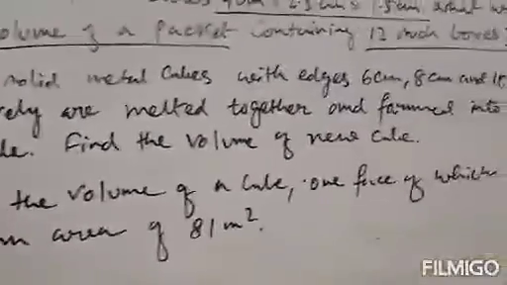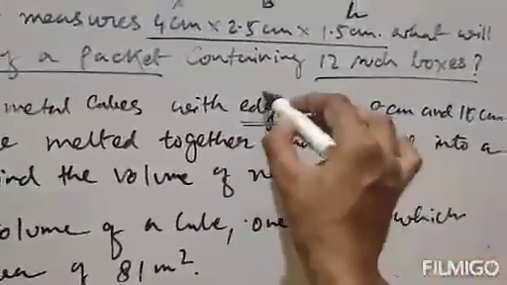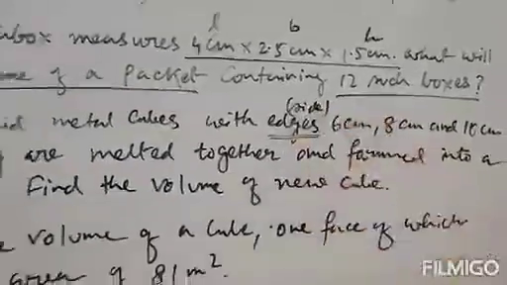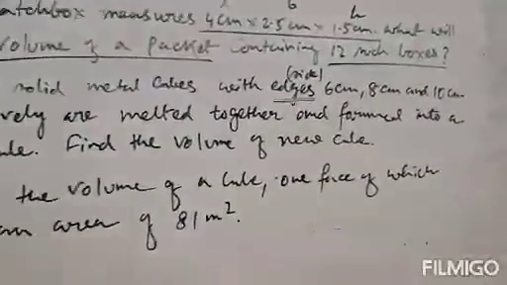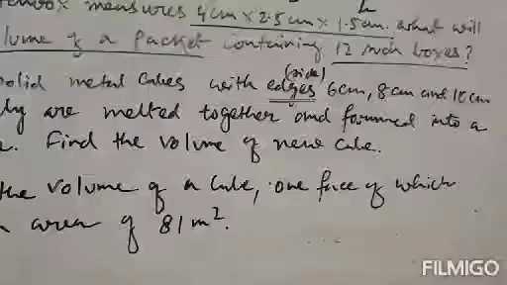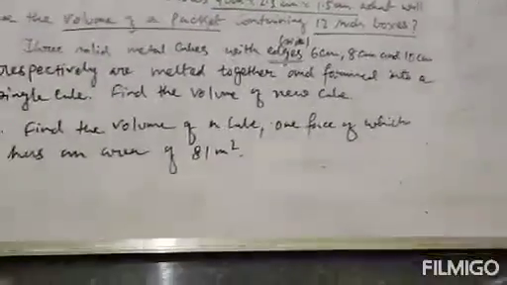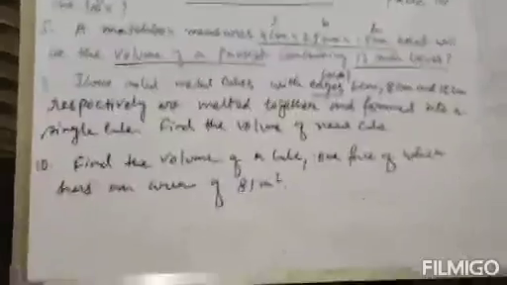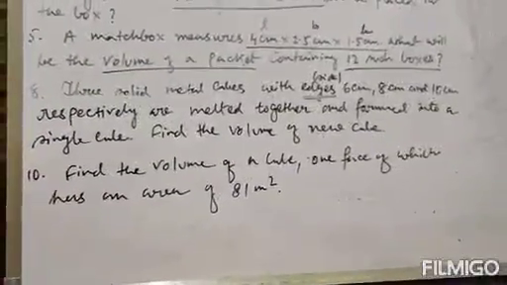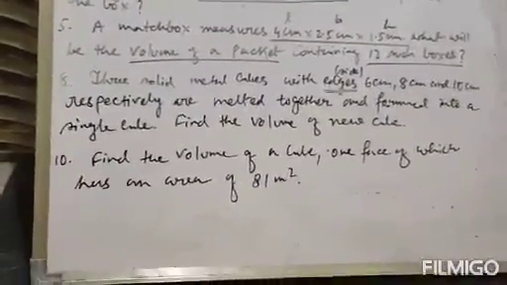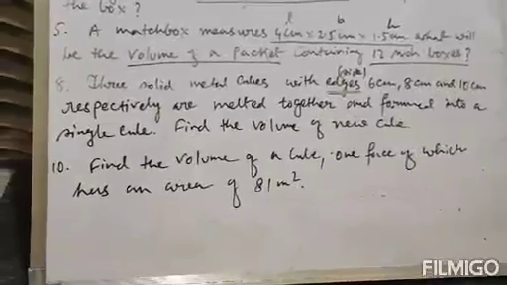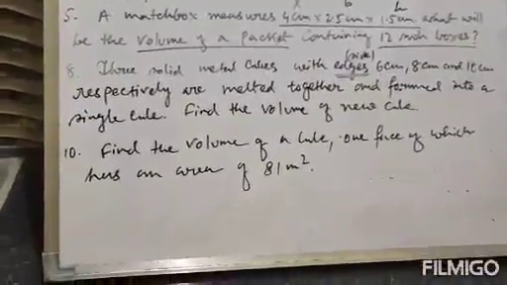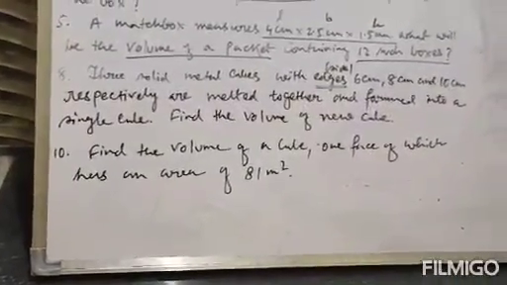First metal cube having edge. Edge means side. So 3 metal cubes we have and the edges are given. That means sides are given. First metal cube having side 6 cm, second metal cube having side 8 cm, third metal cube having side 10 cm, and all the 3 metal cubes are melted together, and they formed a single cube. We have to find out the volume of the new cube.